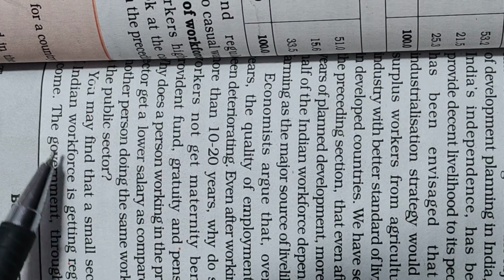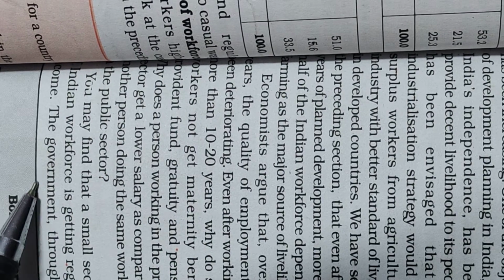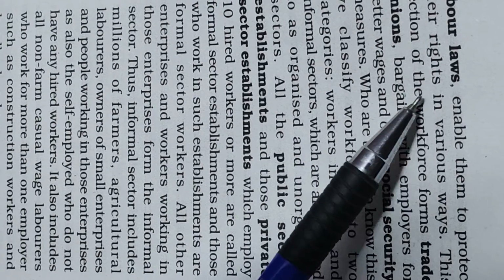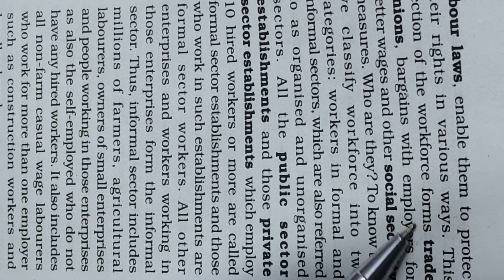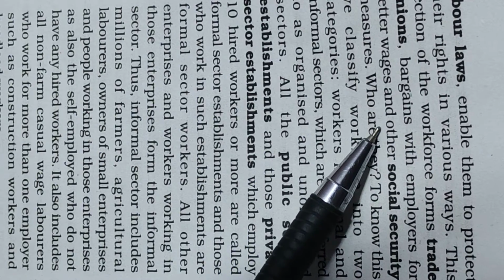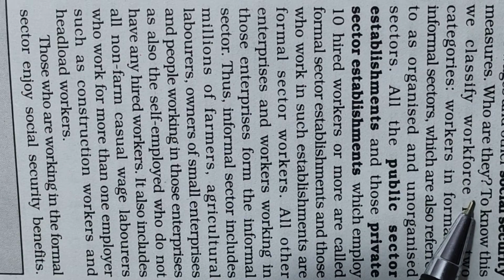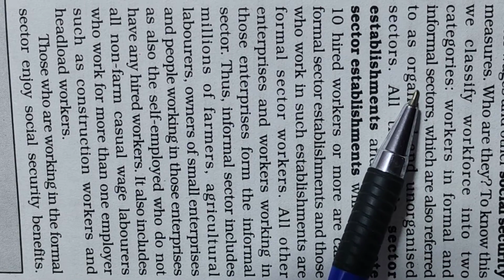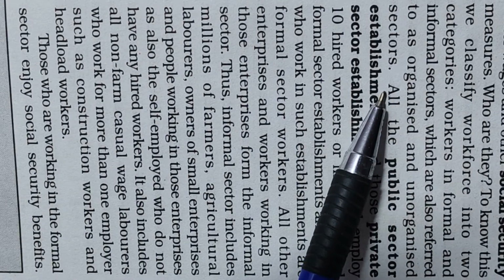You may find that a small section of the Indian workforce is getting regular income. The government, through its labor laws, enables them to protect their rights in various ways. This section of the workforce forms trade unions, bargains with employers for better wages and other security measures. Who are they? To know this, we classify the workforce into two categories: workers in formal and informal sectors, which are also referred to as organized and unorganized sectors.